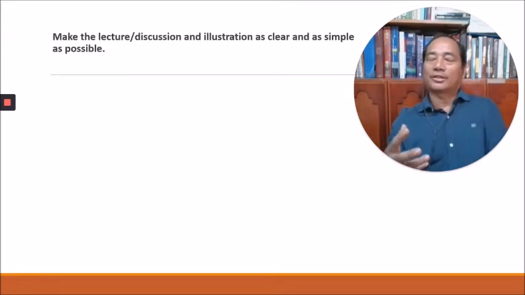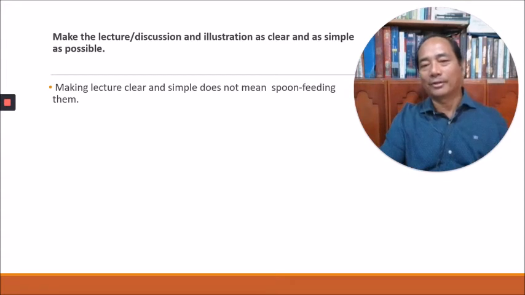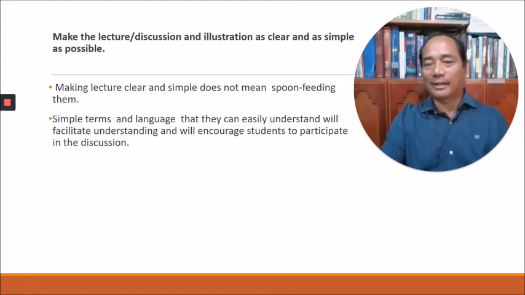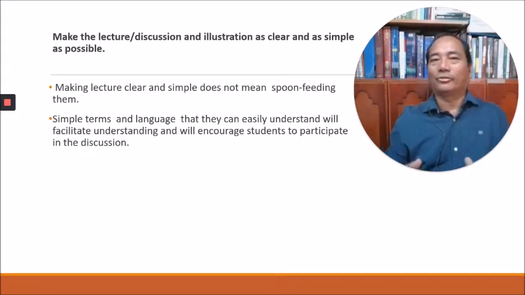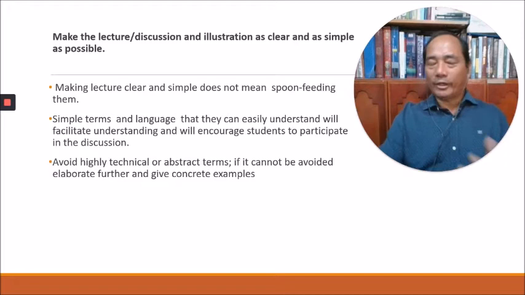Next, make the lecture or the discussion and illustration as clear and as simple as possible. Let's not make philosophy too complicated. Okay? So making the lecture clear and simple does not mean spoon feeding them. It does not mean spoon feeding them. Simple terms and language that they can easily understand will facilitate understanding and will encourage students to participate more in the discussion. It's not about using those highly complex, highly technical terms because sometimes they are not helpful. They serve as turn-offs for students. So avoid highly technical or abstract terms. If it cannot be avoided, elaborate further and give concrete examples, give more applications.